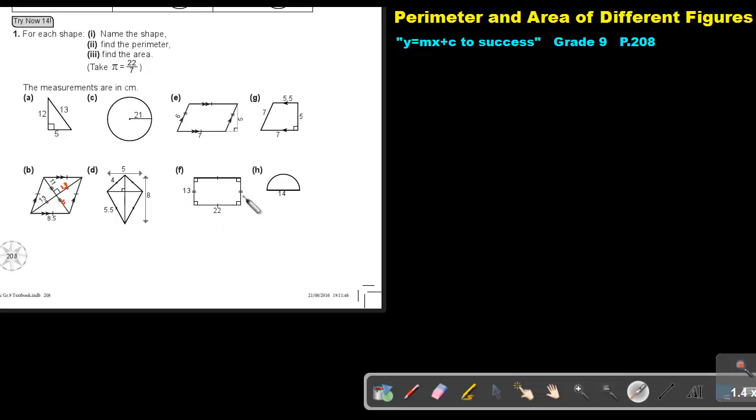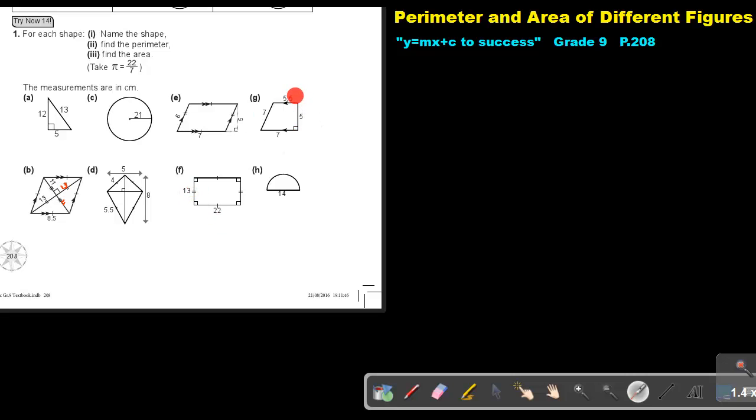Okay, this is a rectangle. So the perimeter is 2 length plus 2 breadth. So 2 times 22 plus 2 times 13. And what is the area? Length times breadth. So it's 22 times 13.